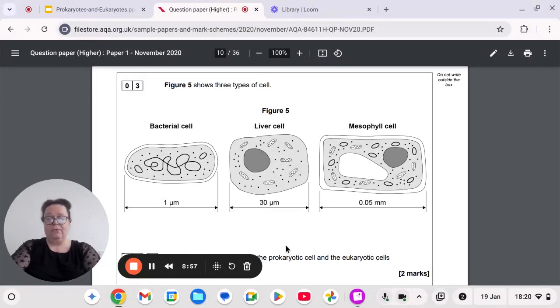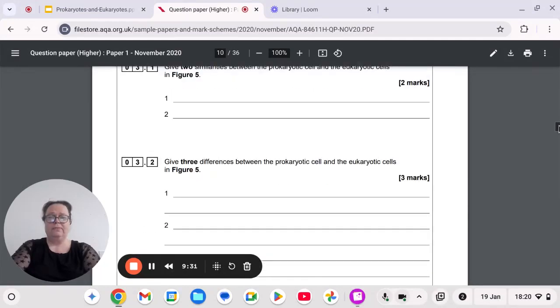Now, important we check the sizes here. Bacterial cell, 1 micrometer. Liver cell, 30 micrometers. And a mesophyll cell, 0.05 millimeters. So we've got a different unit here. And that comes up in our 3rd question because we have to do a calculation. But for now, just be aware that we've got the measurements, but they're in different units. So let's have a quick look at this first question.